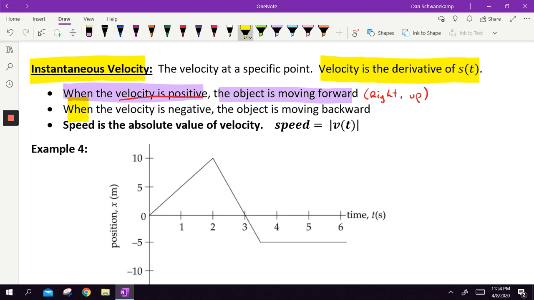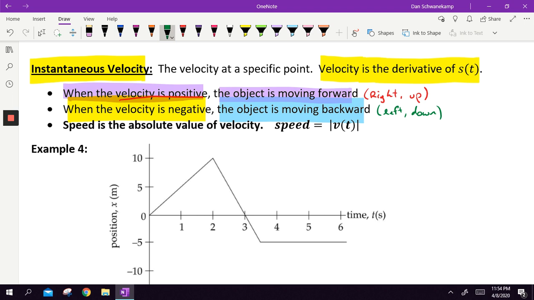If your velocity is negative, that means the object is moving backwards. Okay, if your velocity is negative, your object is moving backwards. You could also say the left or down, depending on the problem. All kind of apply depending on the situation.